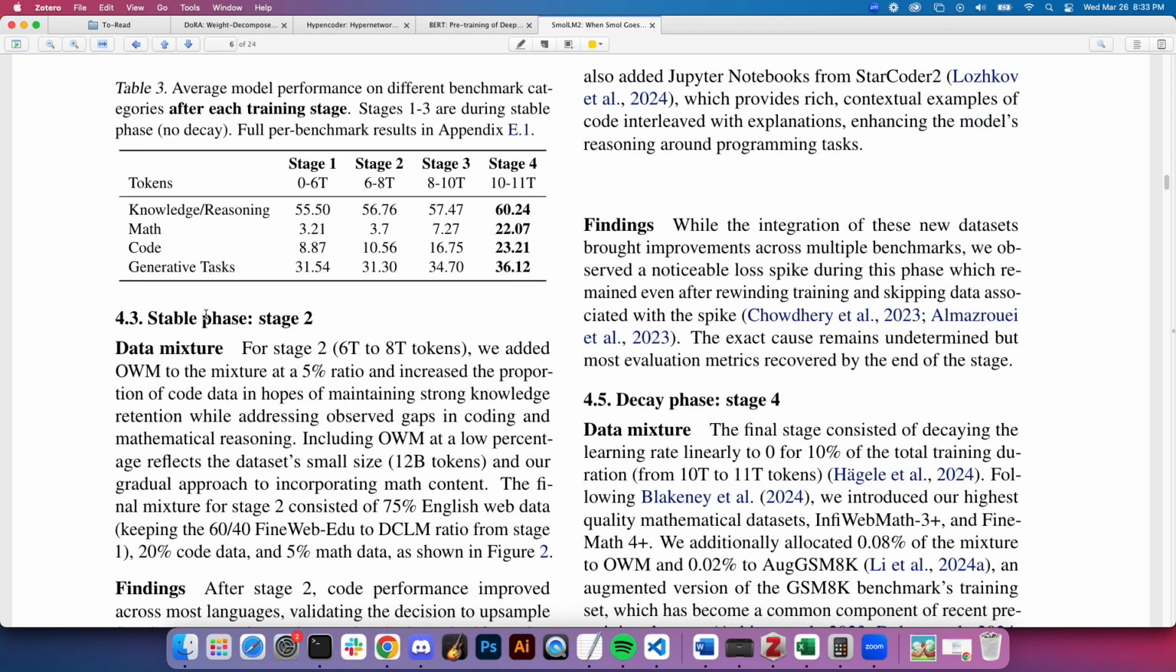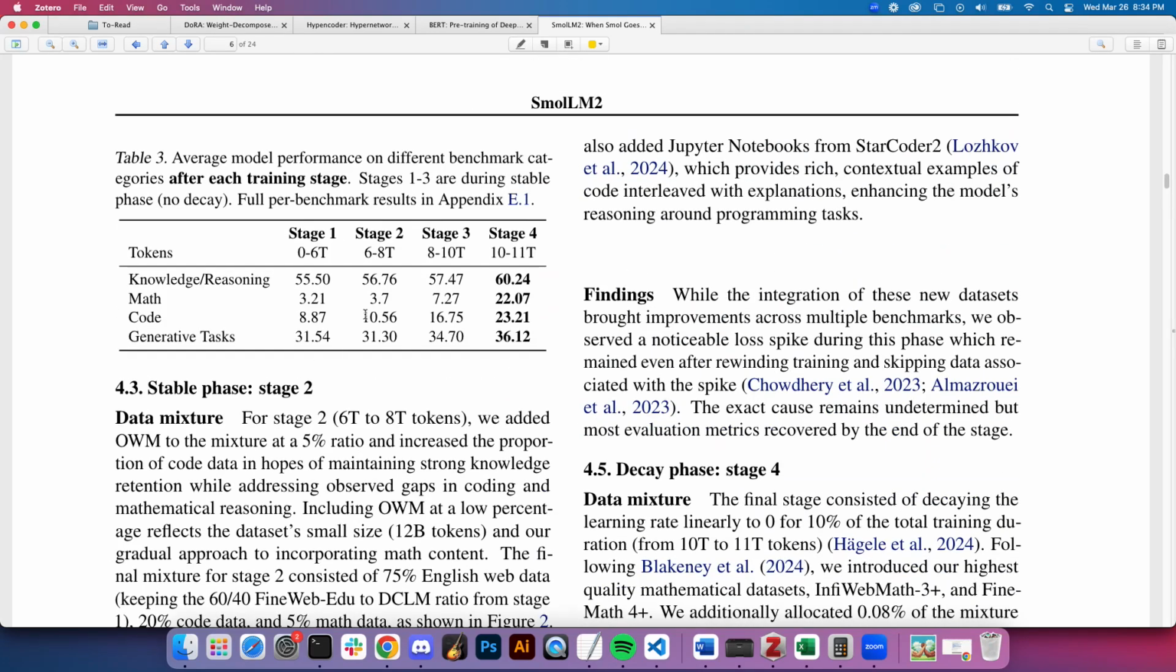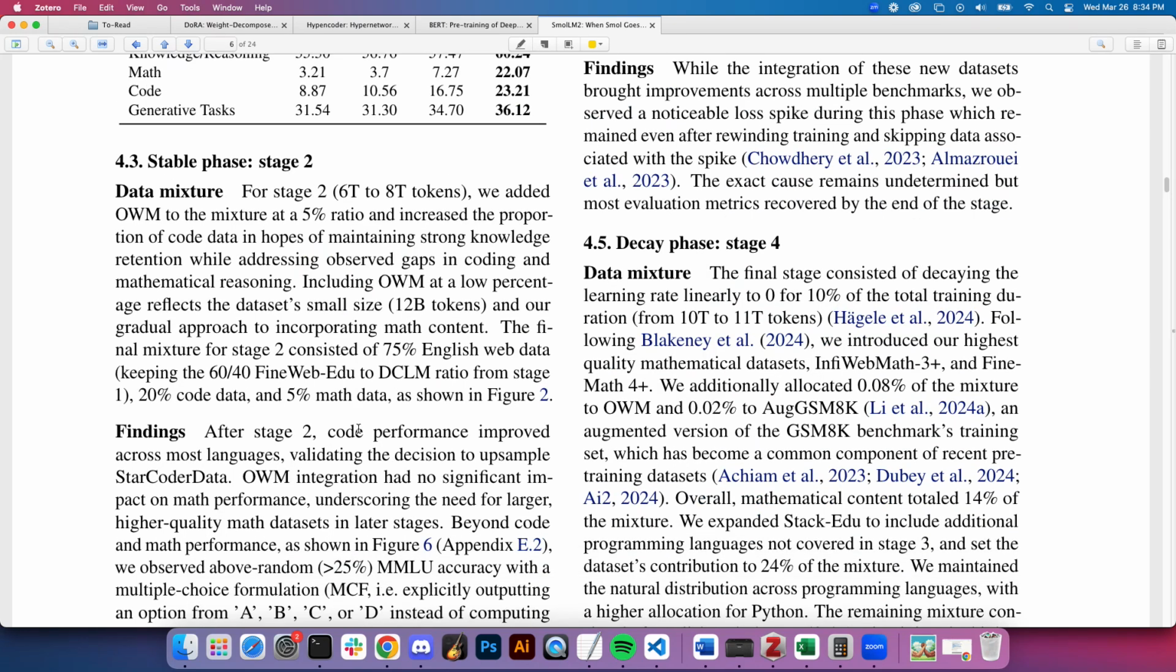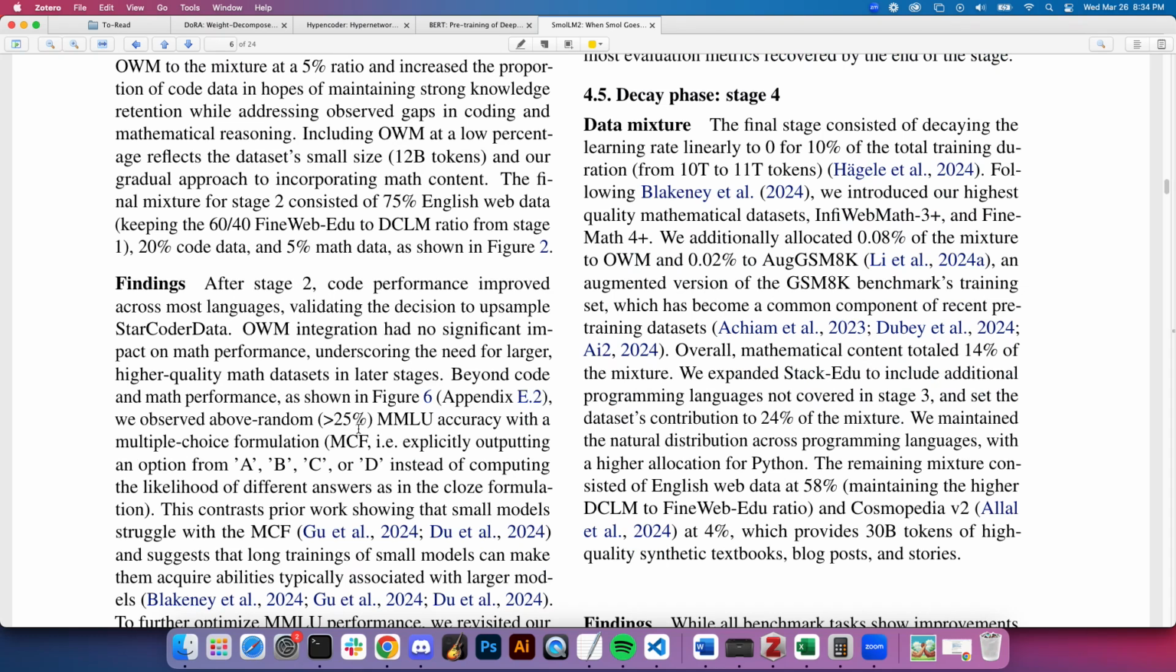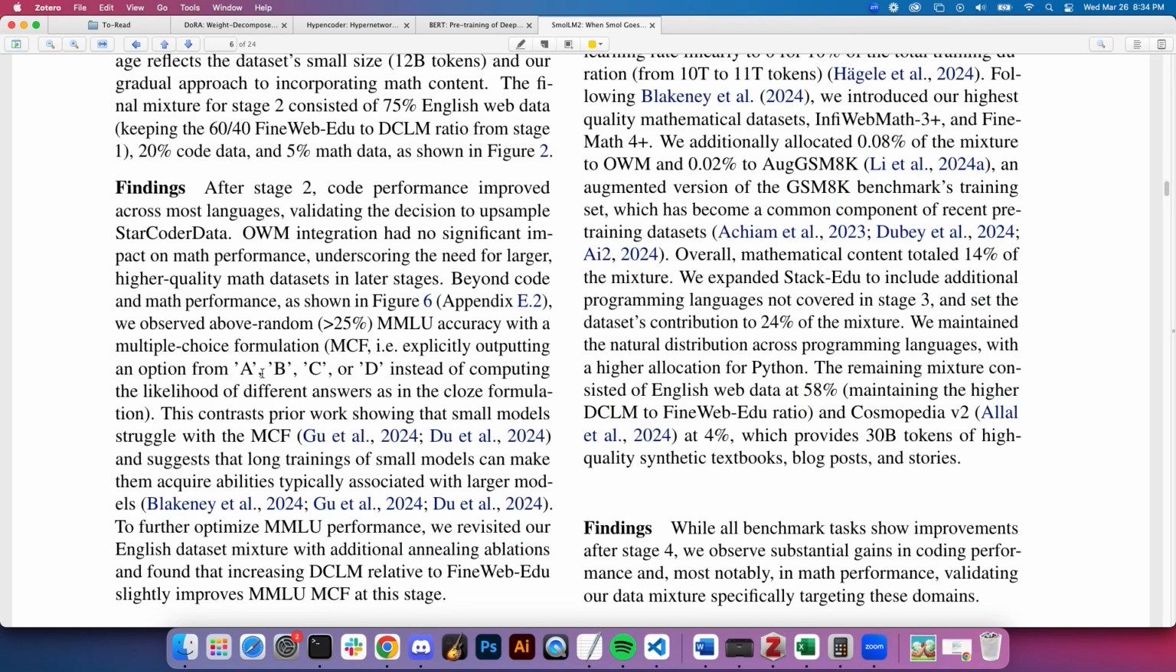Okay, we observe poor coding and mathematics performance in stage 1, which makes sense. All right, stable phase, stage 2. They added math at a 5% ratio and increased the proportion of code data, including OWM, which reflects the small size and our gradual approach to incorporating math content. The final mixture was 75% web data, 20% code data, 5% math data. Code performance improved in stage 2 from 8.8 to 10.6. We observe above-random MMLU accuracy with multiple choice formulation, explicitly outputting an option from ABCD, instead of computing the likelihood of different answers.